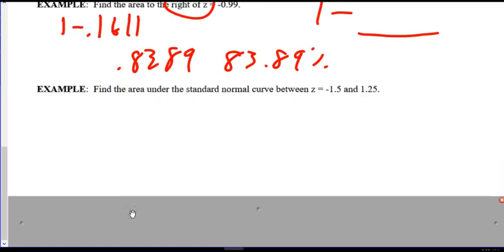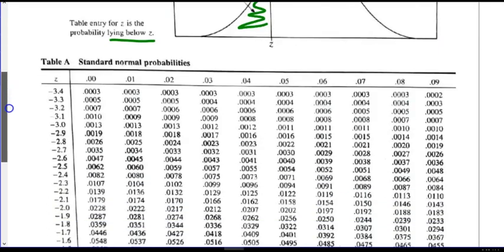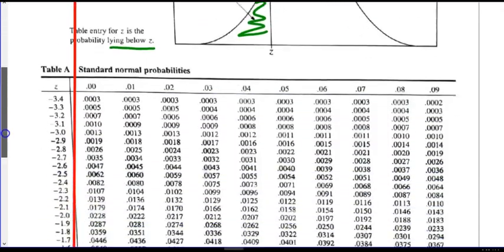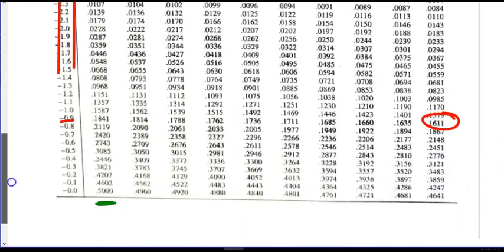Find the area under the curve between negative 1.5 and 1.25. All right, so negative 1.5. Where's that? Well, here's negative 1. Since it's negative 1.50, it's just that: 0.0668.